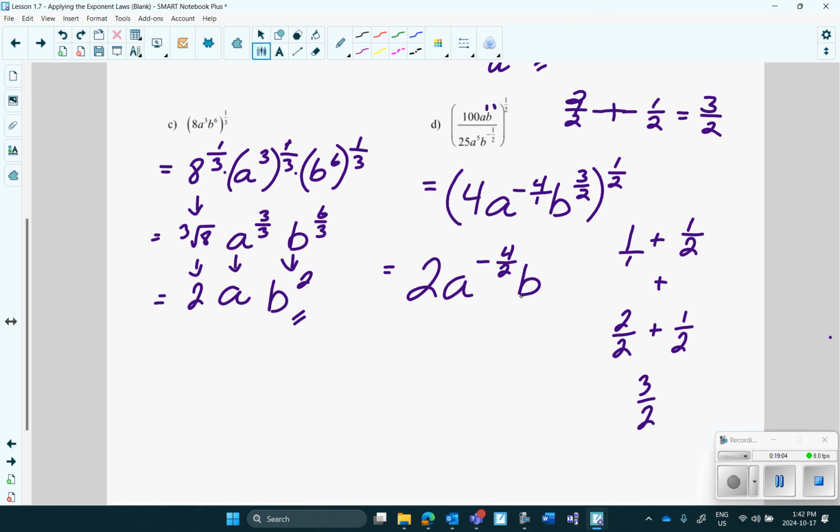How about this one? The b's. 3 over 2 times 1 over 2 is 3 over 4. The a's: I can simplify this one all the way to -2. But I've got a negative exponent, so I have to make it positive, so my final answer is going to be 2 b to the 3 over 4 over a squared. Good. Okay.